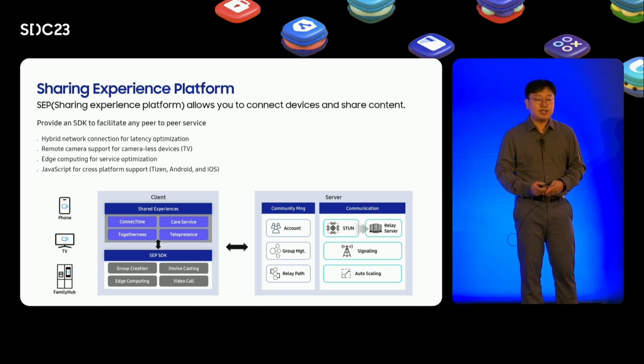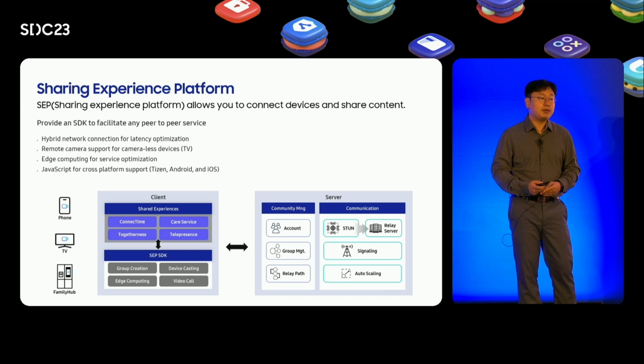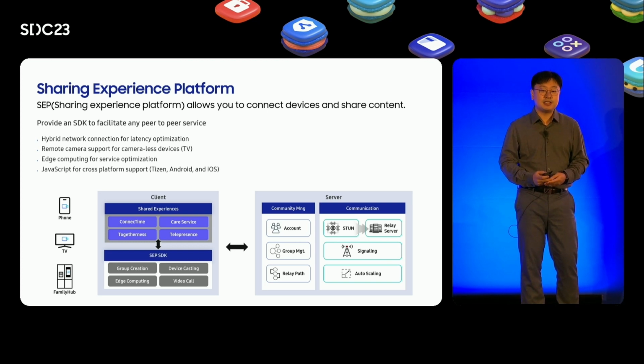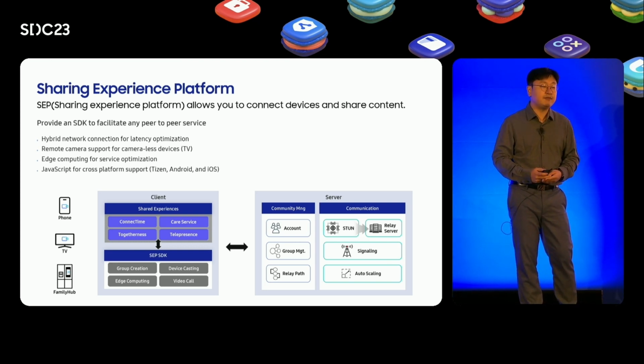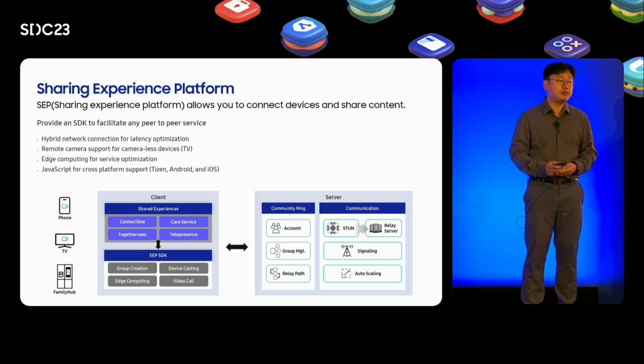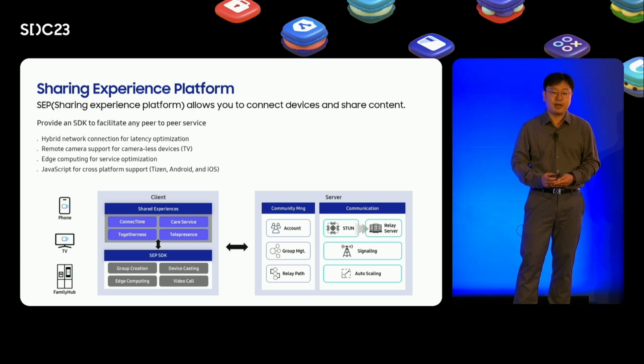The SAP SDK has two main parts, the server and the client. The server is like a big brain behind the scenes. It takes care of things like making sure your account is safe and managing virtual rooms for video calls. It's also responsible for sending your voice and video to the right place with a relay path.